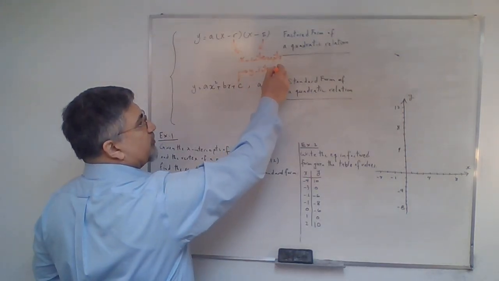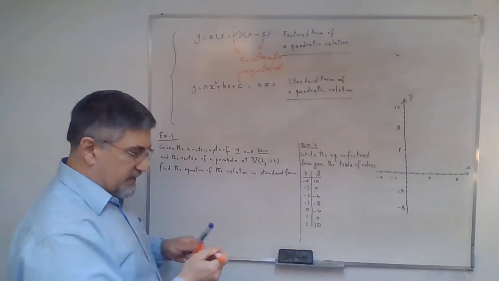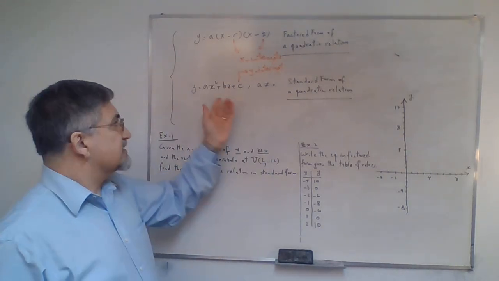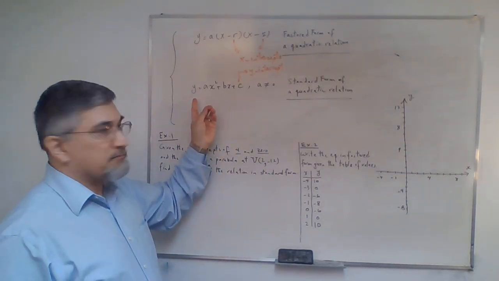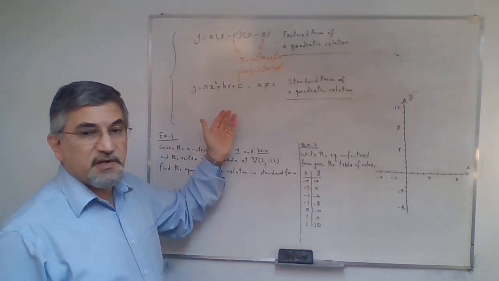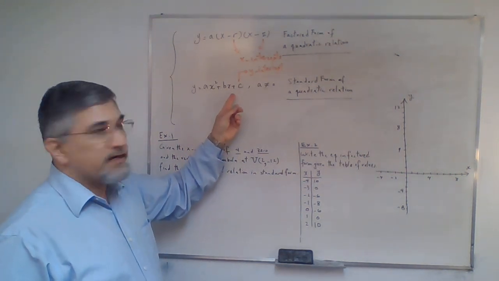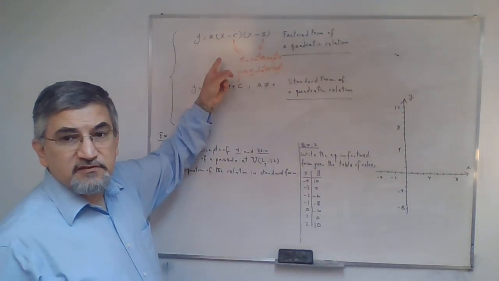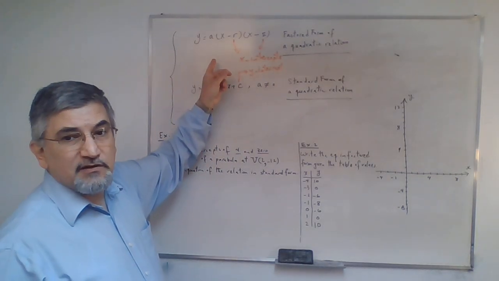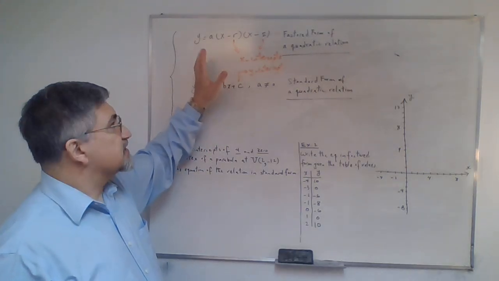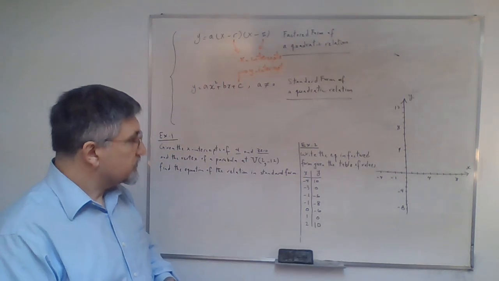So each form has its own advantages. The advantage of the standard form is that you can quickly, by just looking at the equation of the quadratic relation without touching a pencil, tell what the y-intercept is by looking at the c value. And the advantage of the factored form is that you can tell what the x-intercepts of the parabola are without even touching a pencil, by just looking at the equation.